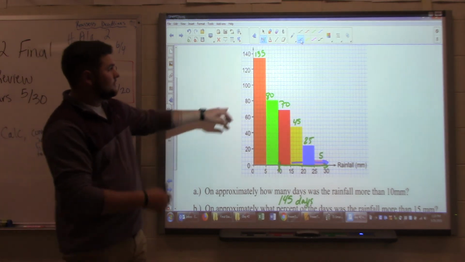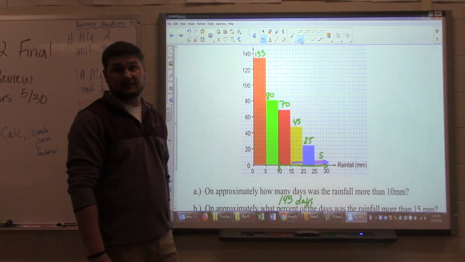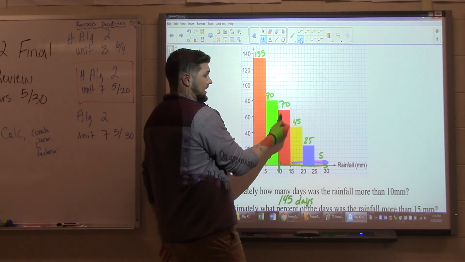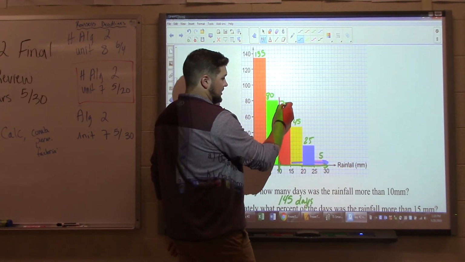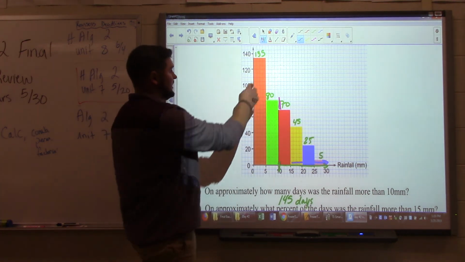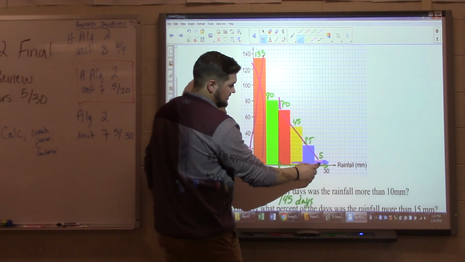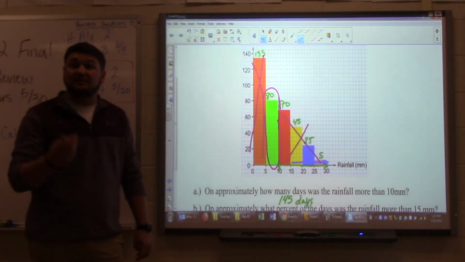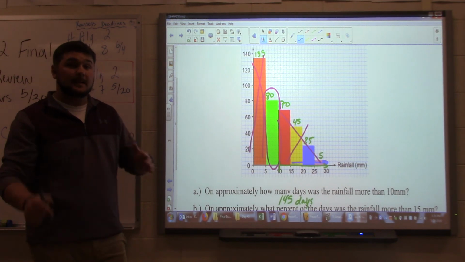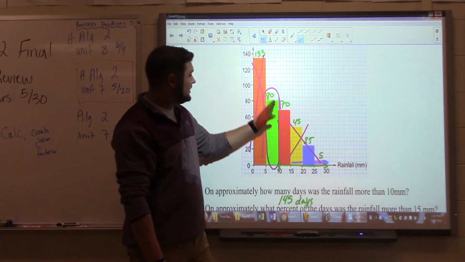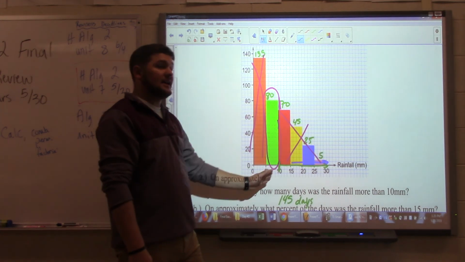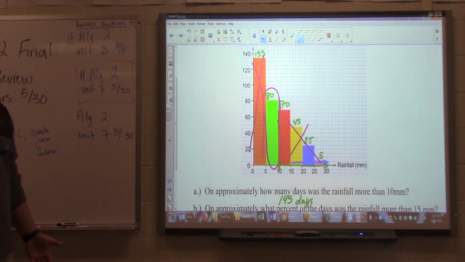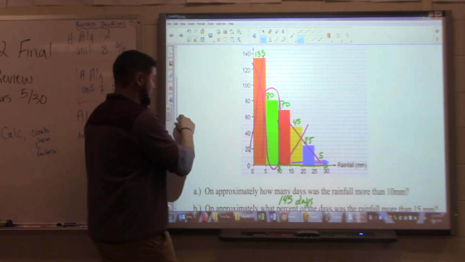Let's think about it. There's 135 days that were between 0 and 5, right? Well, 5, 30, 75, 145. So about 135 gets me to about here. So if I cross off this bar, and I cross off these bars, my median's got to fall between 5 and 10, right? Look at the frequencies, guys. My median's got to fall in the middle somewhere there, right? Use your common sense a little bit. Think about it abstractly. All right? So between 5 and 10.